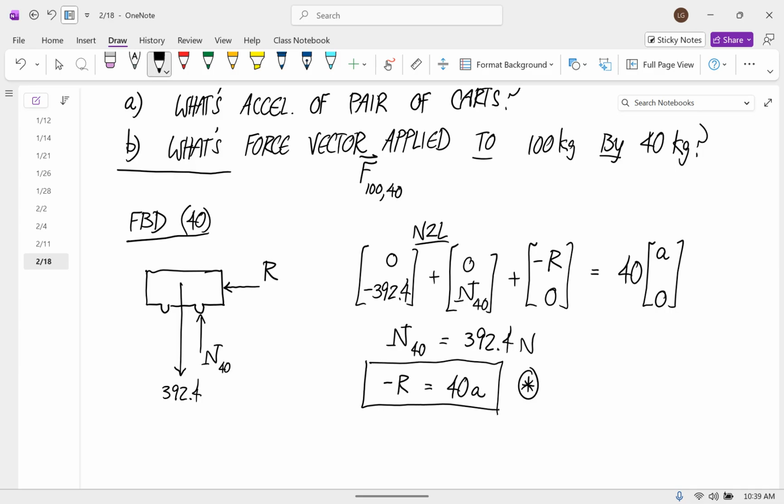Are we always going to just put acceleration positive? Yes, you can always just treat it like it's positive and the sign will work out on its own.